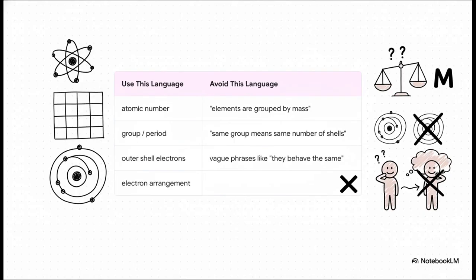And let's get even more specific. Think of this as your vocab cheat sheet. On the left, you've got the phrases that win you marks: atomic number, group, outer shell electrons. You have to be precise. On the right, these are the traps that lose you marks. Don't talk about mass, and please, never just say something vague like, they behave the same. You have to explain why. And the why is always, always because they have the same number of outer shell electrons.